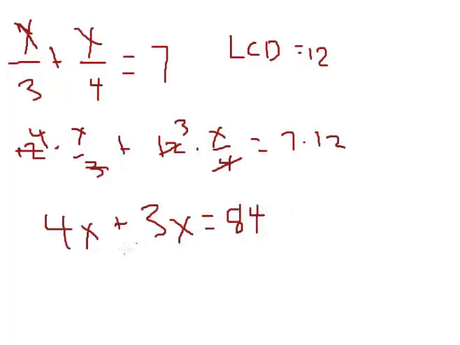So then you just solve it like you would a regular equation. You can combine the x terms. Again, you want to try to isolate the x terms so you can combine them as much as possible. 4x plus 3x is 7x equals 84.